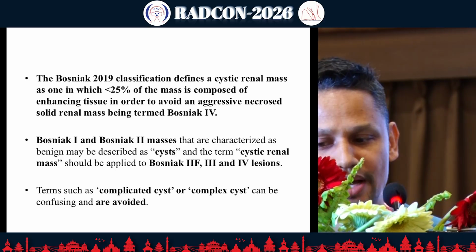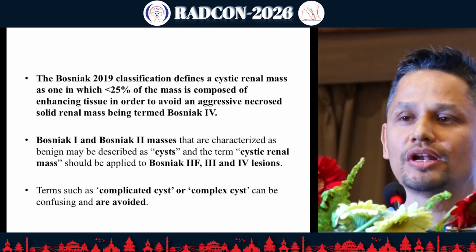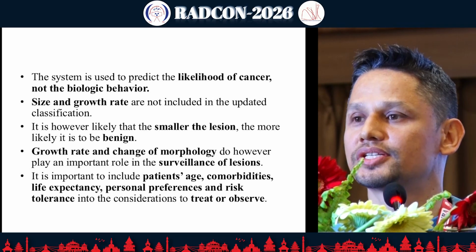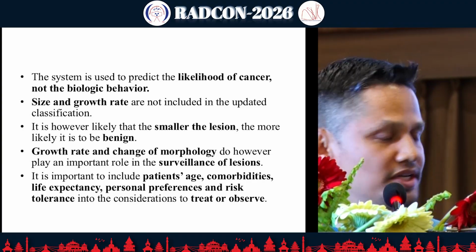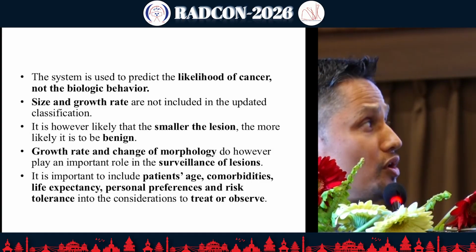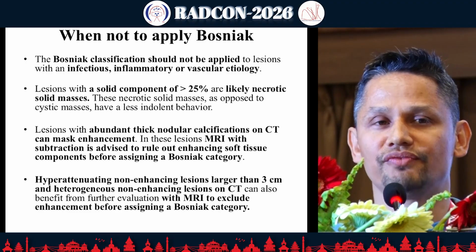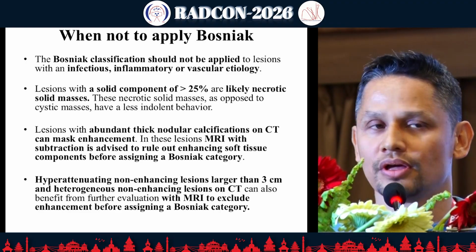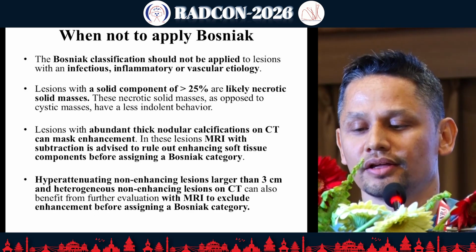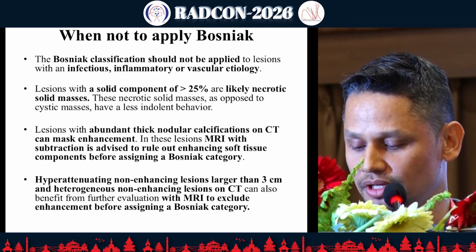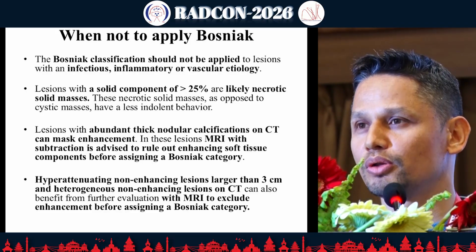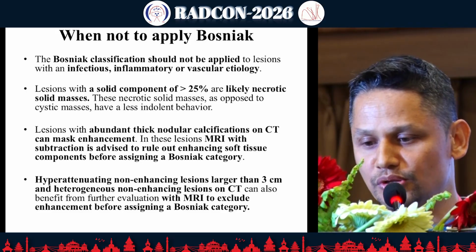Bosniak 1 and 2 are masses characterized as benign and are truly labeled as cysts, whereas Bosniak 2F, 3 and 4 are generally termed cystic renal lesions. Terms such as complicated and complex cysts are confusing, thus these are avoided in this recent classification. So when not to apply the Bosniak classification? In infectious, inflammatory and vascular pathology we don't apply it, nor to any solid lesion or any cystic lesion with a solid component of more than 25%, which may have necrosis. It is very important to differentiate between necrosis and a cystic lesion, although in imaging we may not confidently differentiate between these categories.